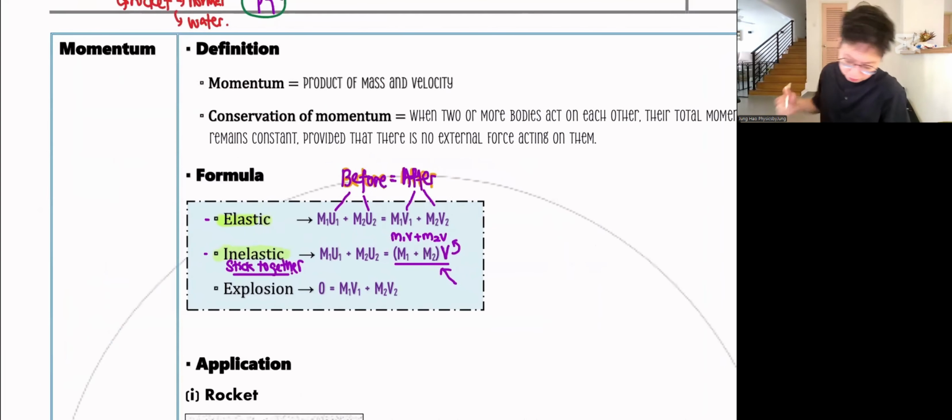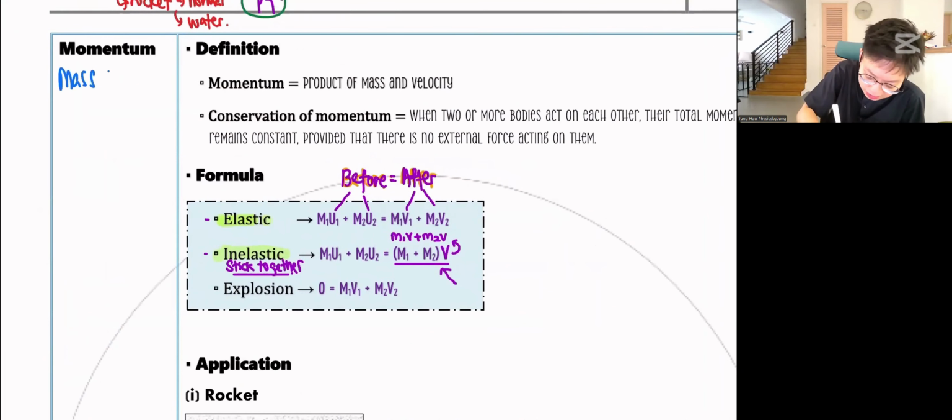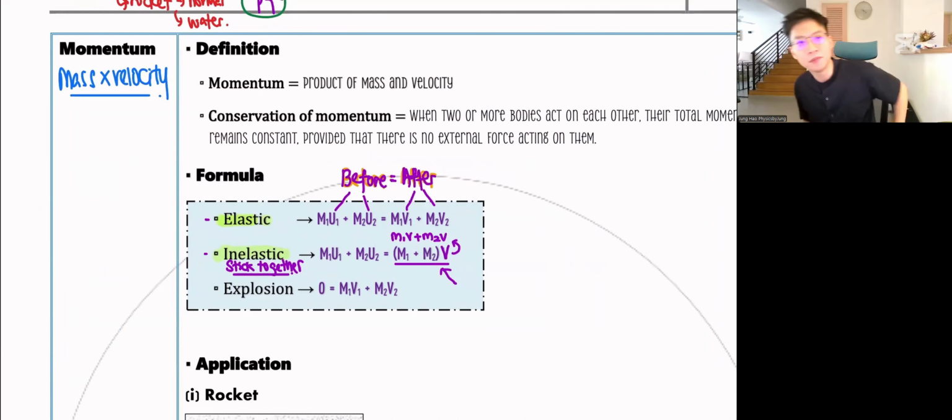So how to calculate momentum? I haven't said this thing. Momentum is just mass times velocity. Momentum is just mass times velocity. Okay, can?